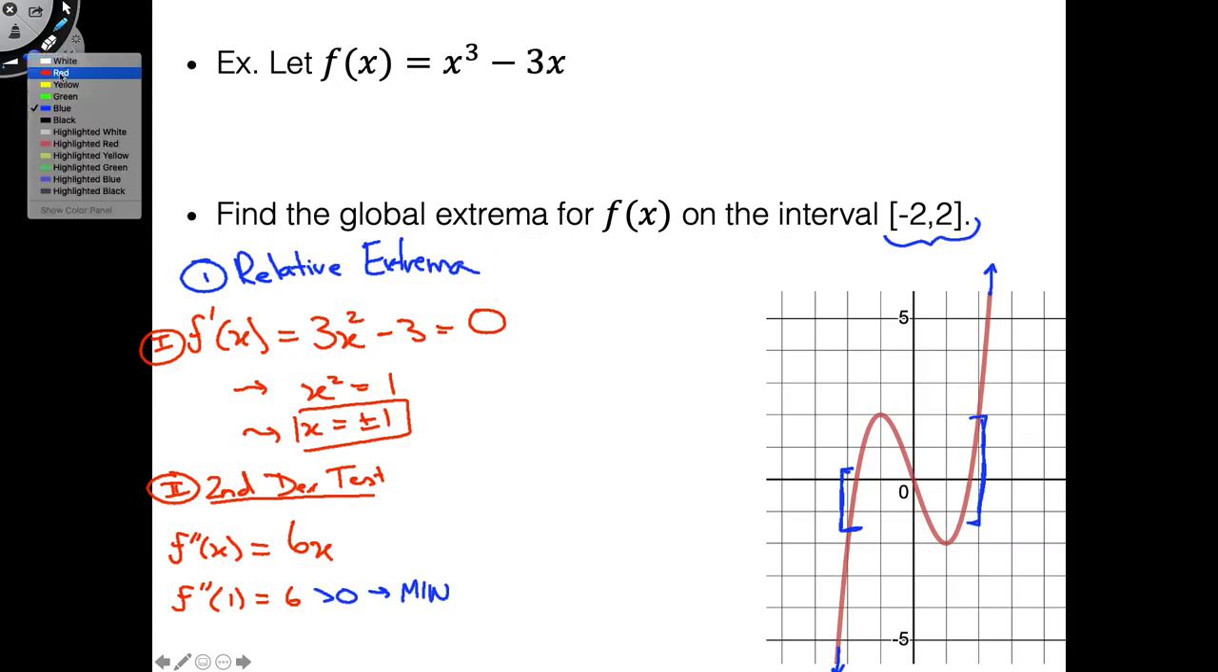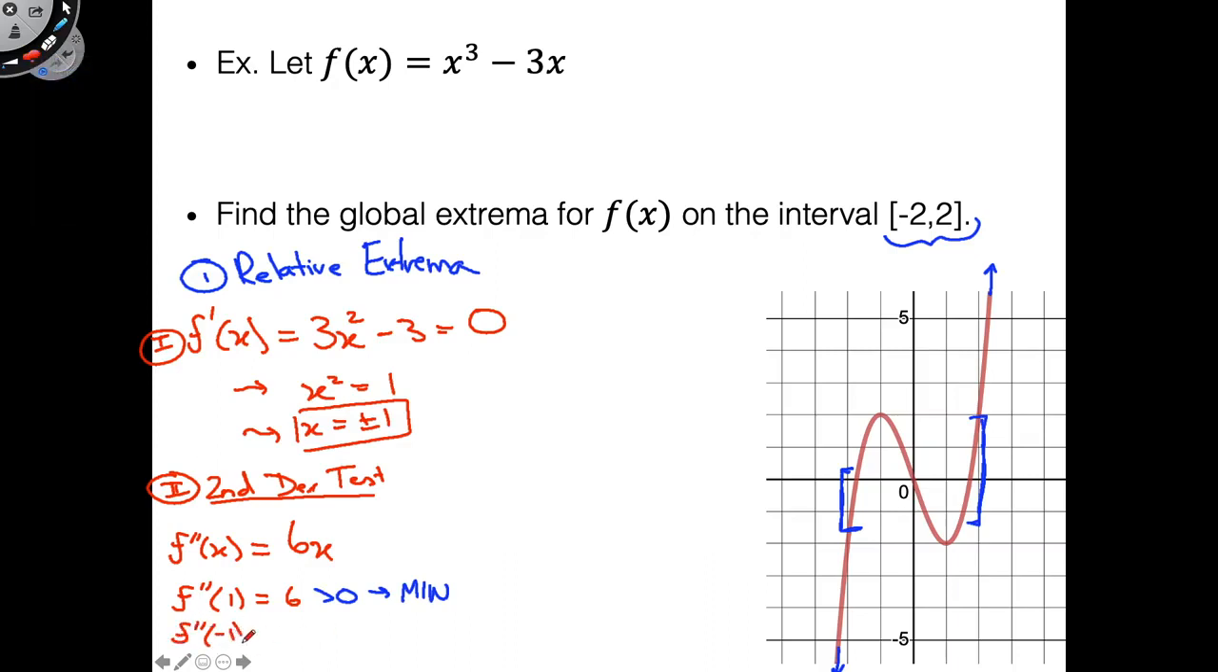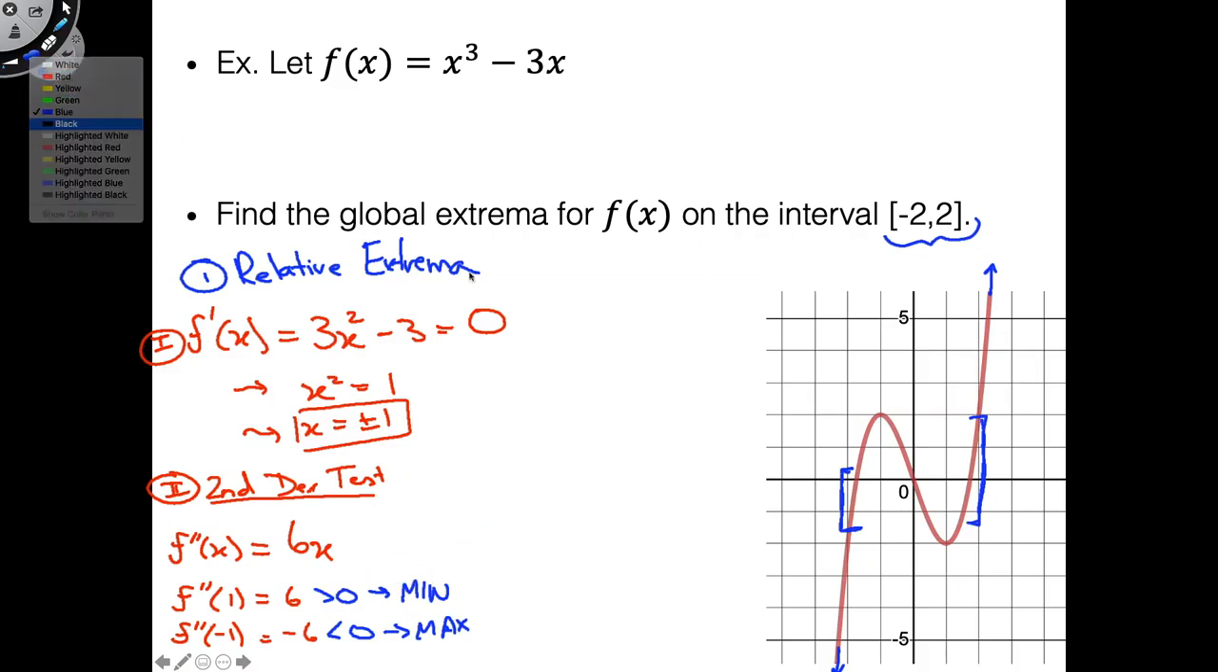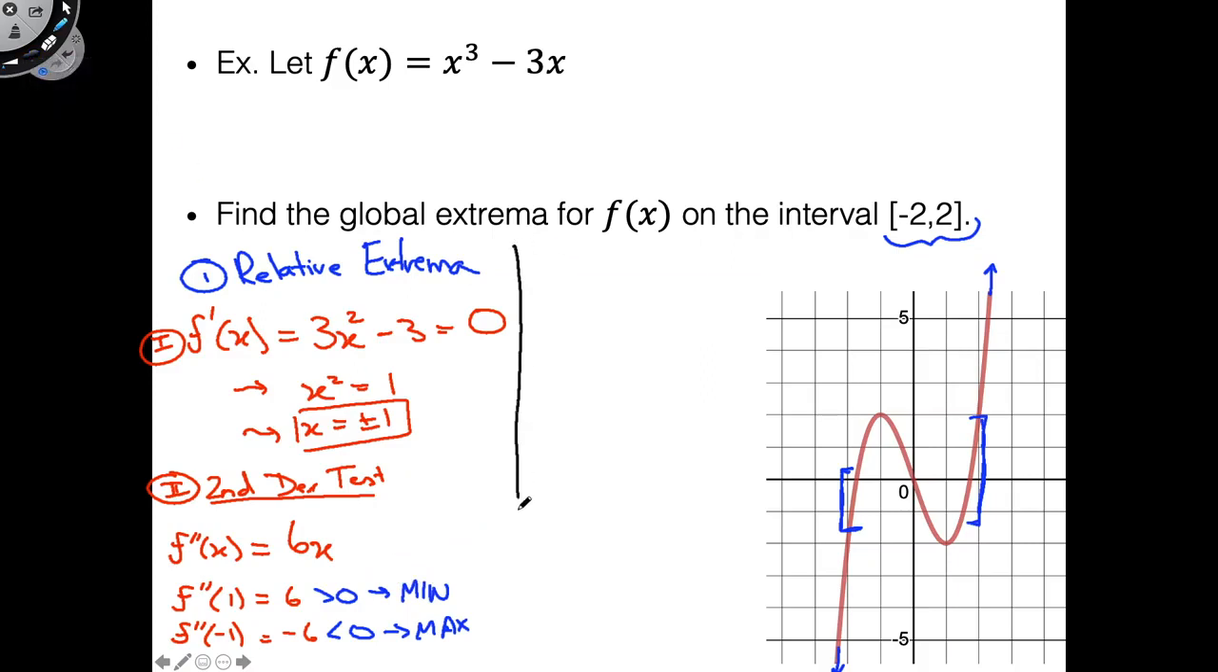We also know that f double prime of -1 is going to be -6, which is less than 0. So we're going to have a max there. Cool. So we have our relative extrema down.